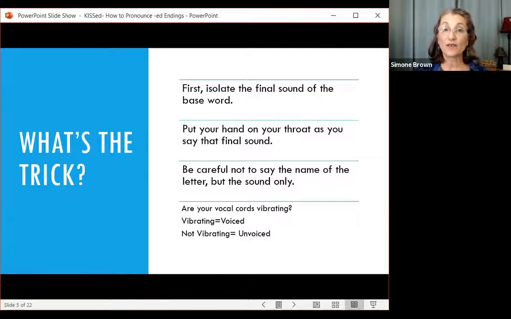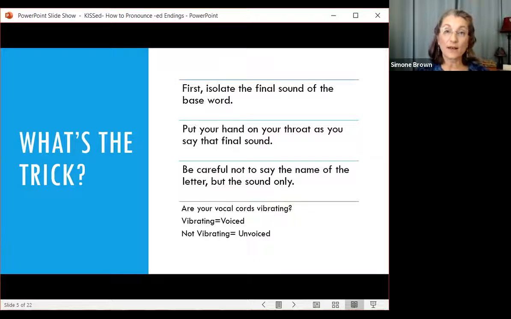S. All right. So now, if you put your hand on your throat as you say that final sound, I hope you're doing it with me. Put your hand on your throat and say, S. Okay? Be careful to say just the sound, not the name of the letter. Just S. Okay, so are your vocal cords vibrating? Do you feel any vibration? No, you don't. So that means if it's not vibrating, it's an unvoiced sound.